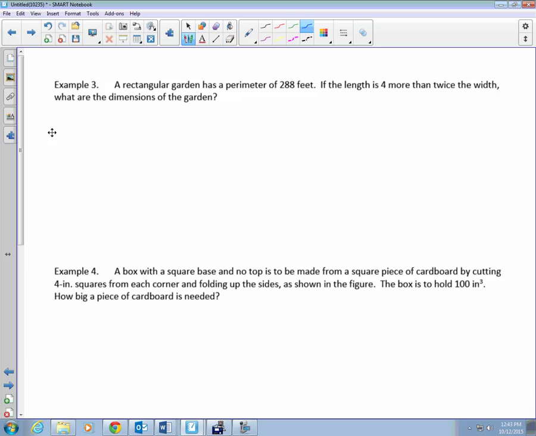Oh boy. What do you want to do? Draw a picture. Who said that? All right, very good idea. We draw a picture because we are visual learners, every single one of you. And we have width and we have length. Good, got a picture.